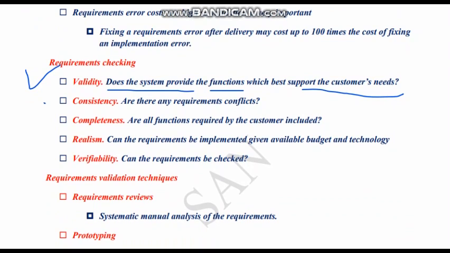The second factor is consistency. Are there any requirements that conflict? Consistency means the requirements should not be amalgamated, repeated or duplicated. Each requirement must be unique. Requirements should be precise and framed in such a way that they satisfy the real-world problem. There should not be repeated requirements, nor should any conflict arise between the requirements.